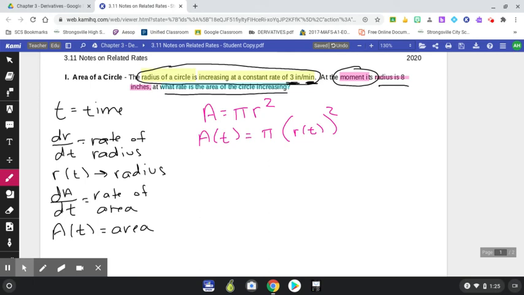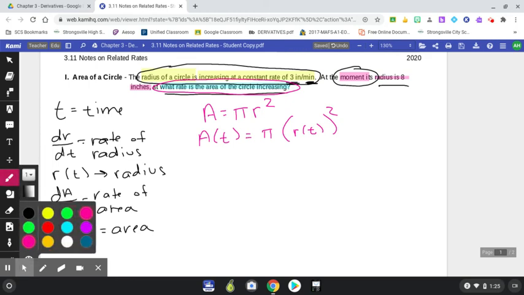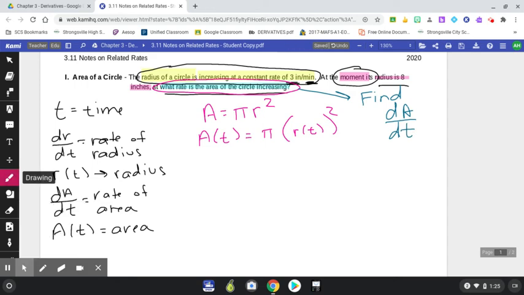And I need to evaluate, at what rate is the area of the circle increasing, which means, and I'm just going to make a note here, this means that I am trying to find dA/dt. I'm trying to find a rate, and a rate is a derivative. So I'm trying to find that derivative, dA/dt, the rate at which the area is changing at a specific time, so with respect to time.